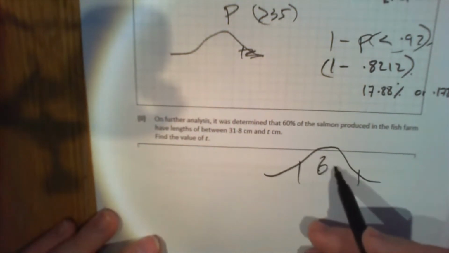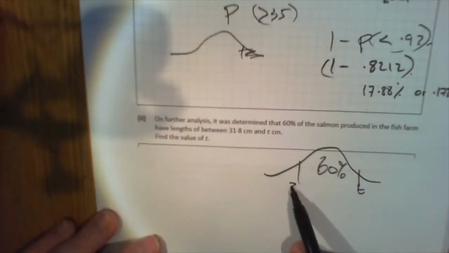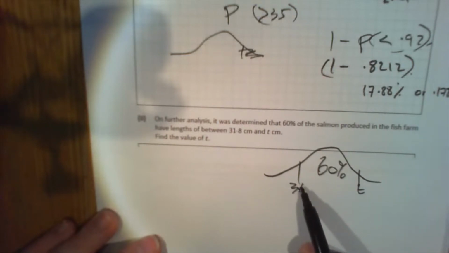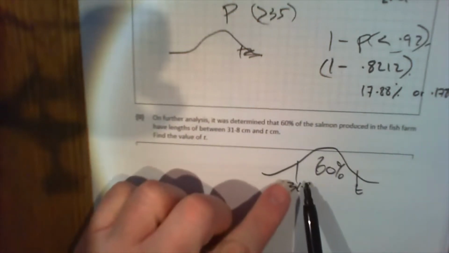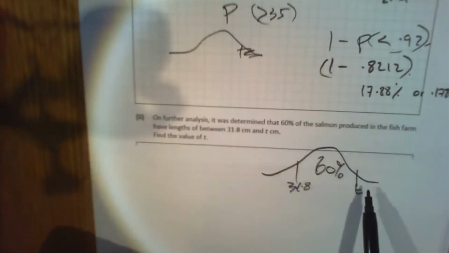So always visualize these if it helps you. Okay, so we have 60%, and that's represented by between 31.8 and T. There's T, and there's 31.8, sorry. So just looking at the mean, what was the mean again? It was 32.8. So we've one less than the mean, and obviously we're hoping to have something bigger than the mean, I'm assuming. So let's try and work out our two numbers anyway, at least.